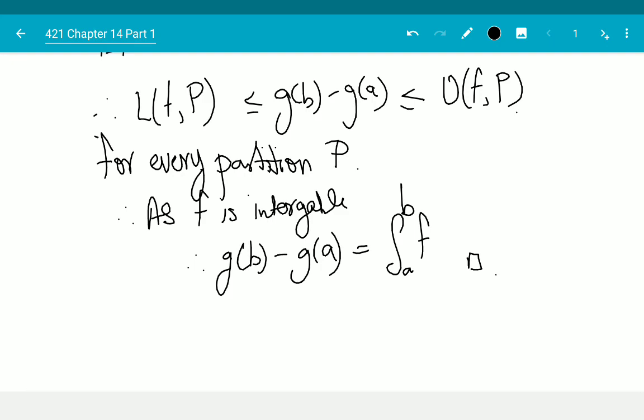Yay! We have shown the second fundamental theorem of calculus, and we have found our integral.